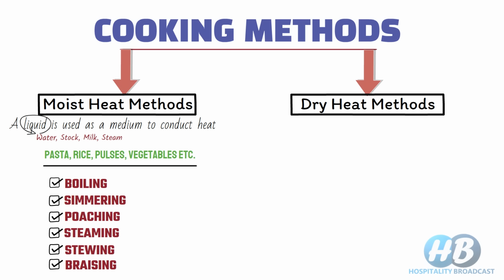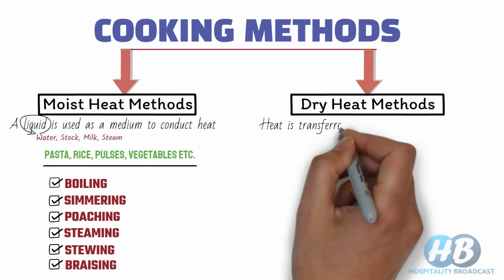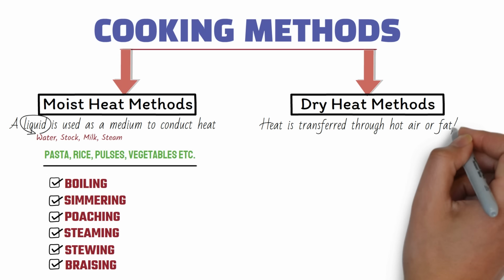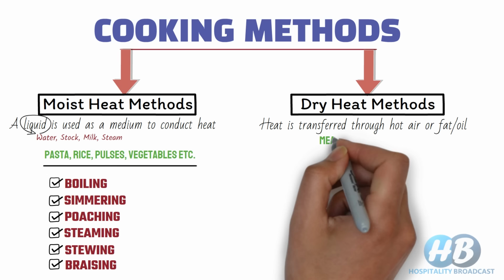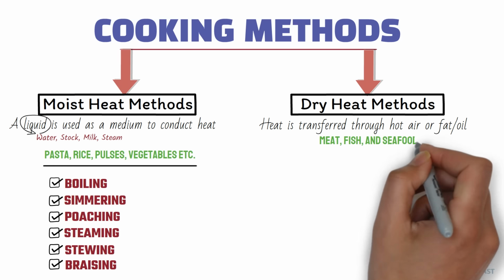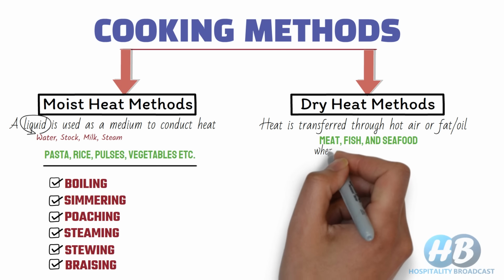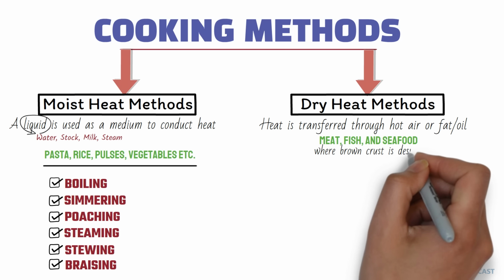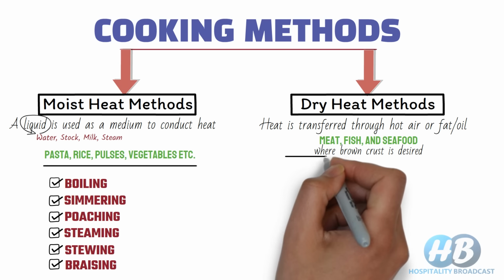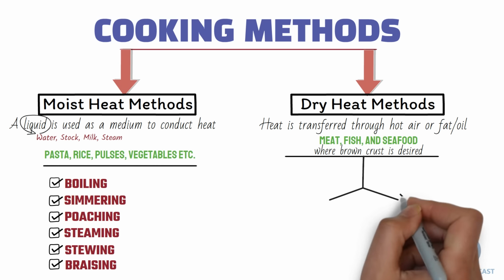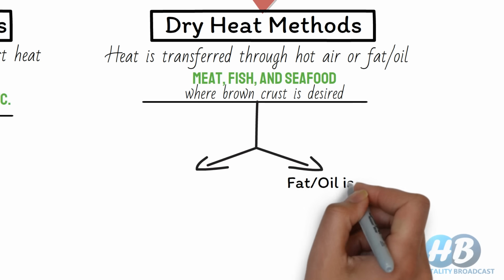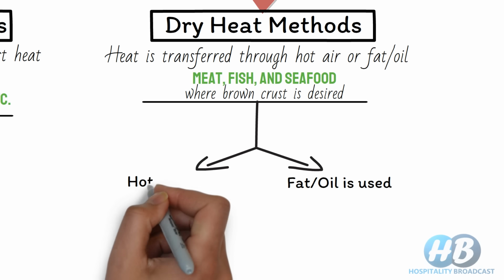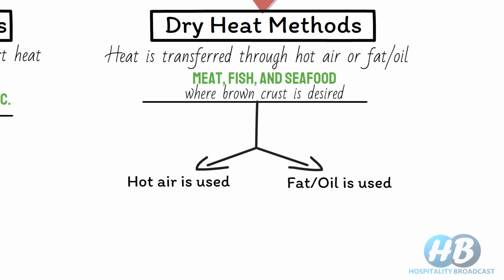In dry heat methods, heat is transferred through hot air, fat or oil. The methods are suitable for food that are rich in proteins like meat, fish, seafood, as well as where crust or brown outer appearance is desired. The dry heat methods are further categorized into two groups. First, where we use fat or oil, and second, where hot air is the medium of cooking.